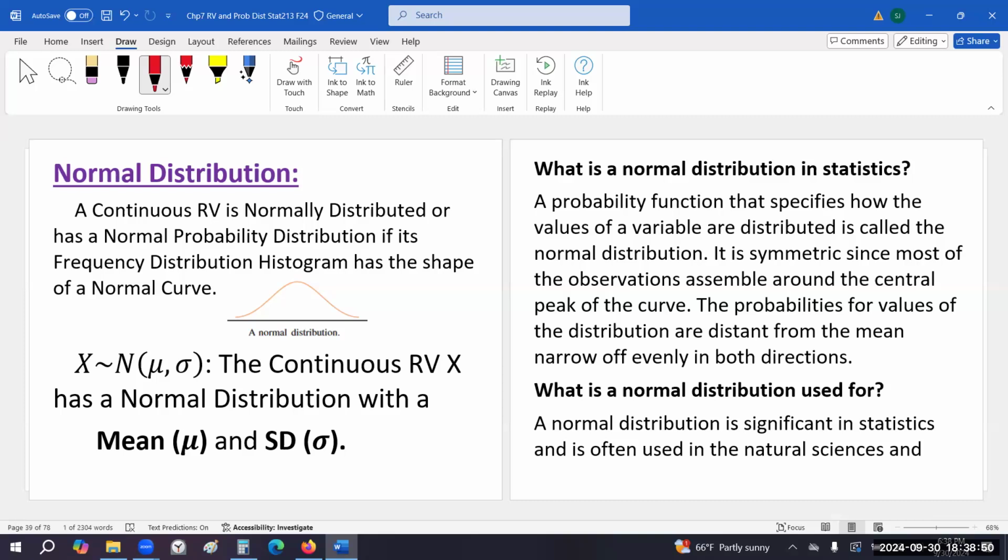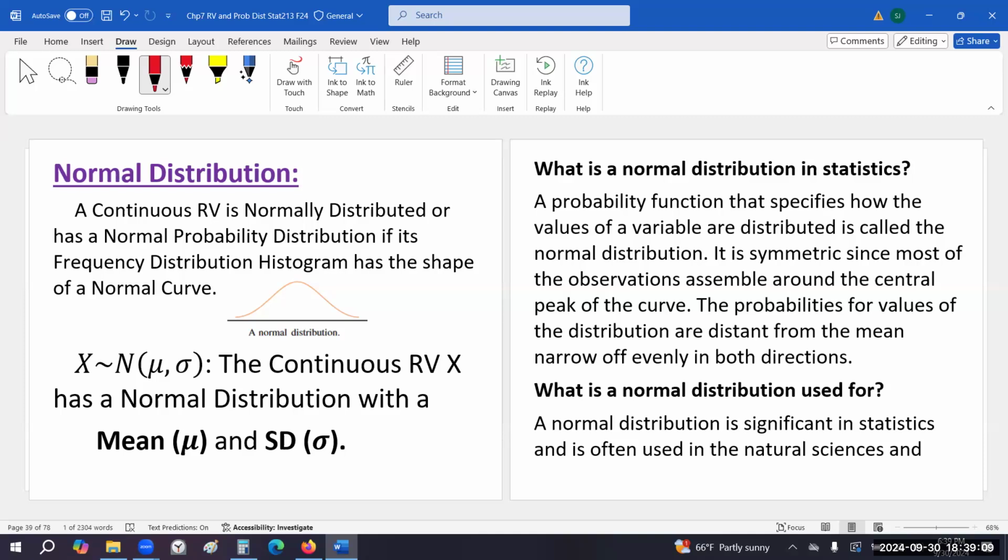Standard normal distribution means we have mean 0 and standard deviation 1. Okay? So the way we write it is x minus mu over sigma.